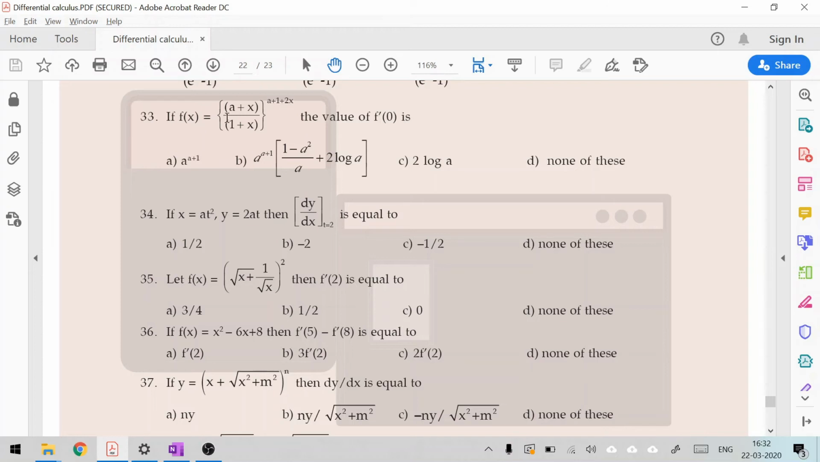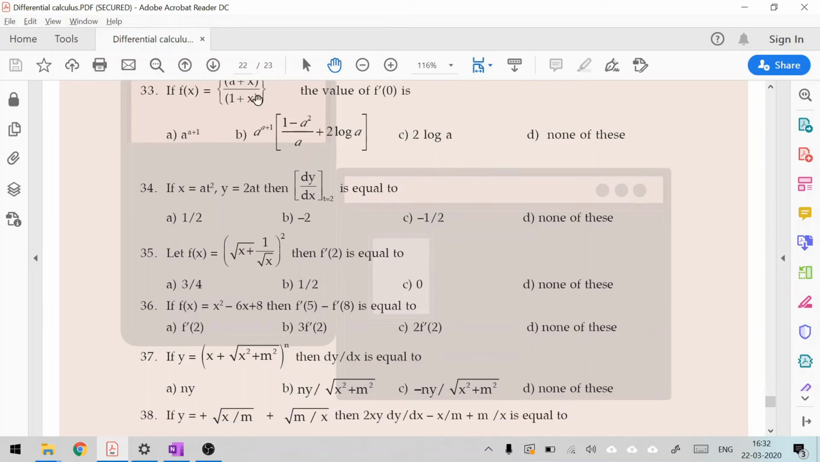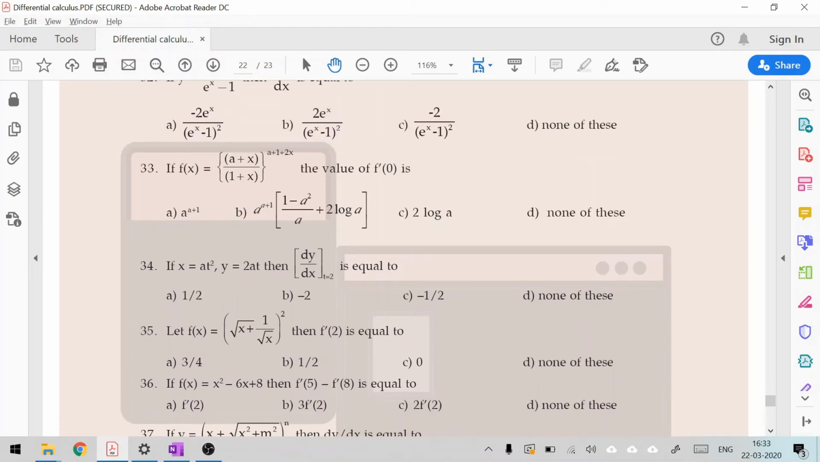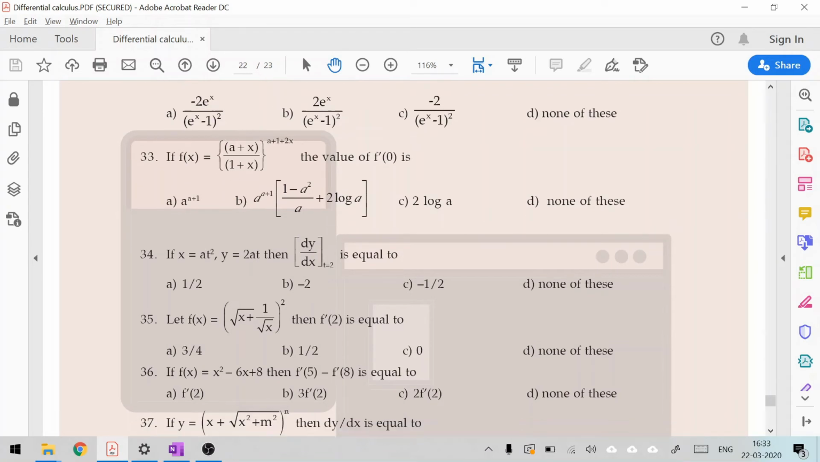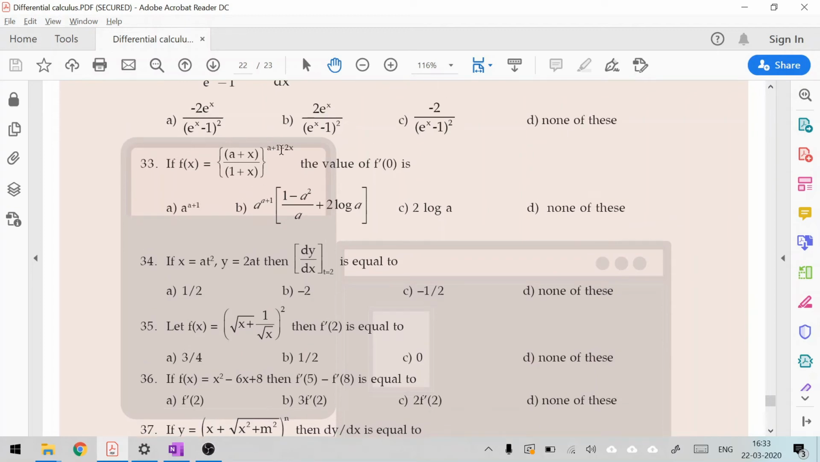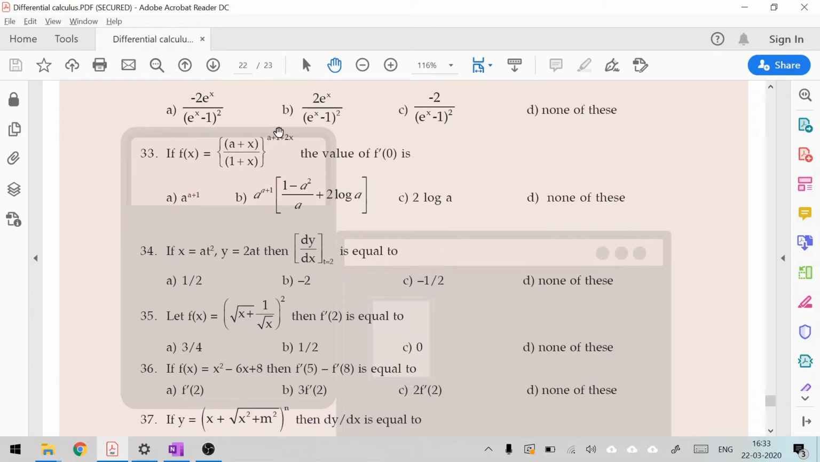Now look at the question. It is a plus x divided by 1 plus x. So the base, a is a constant, 1 is a constant, but x is a variable. So a plus x becomes a variable, denominator also variable, so this entire term becomes a variable. And the power is a plus 1 plus 2x. So the power is also a variable. So variable, power, variable, therefore we will differentiate it with logarithmic differentiation.